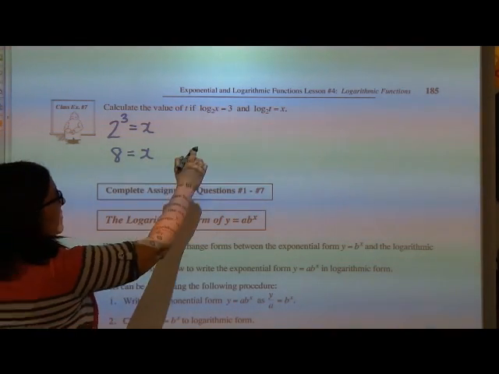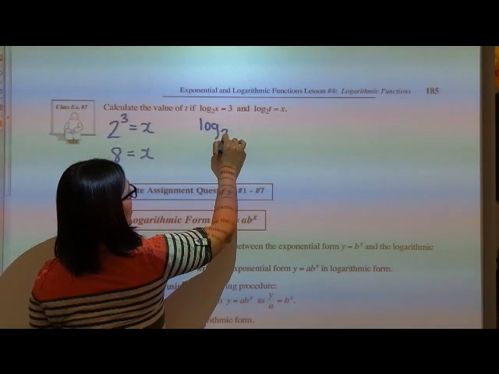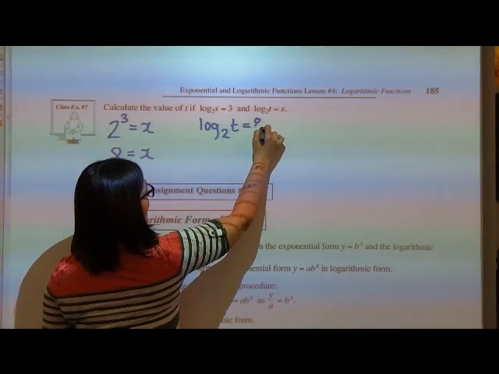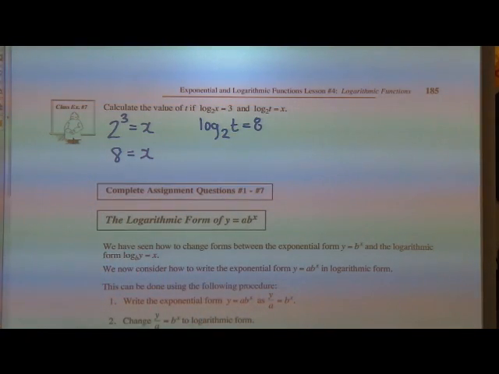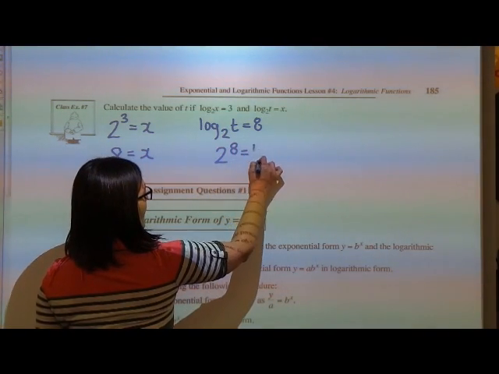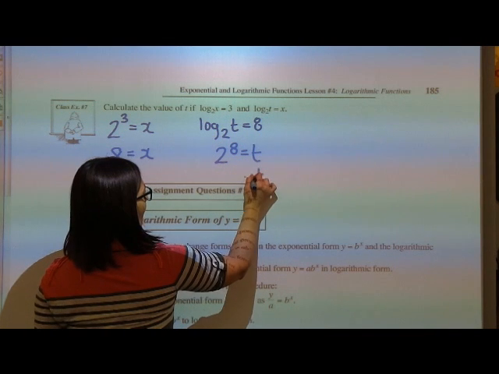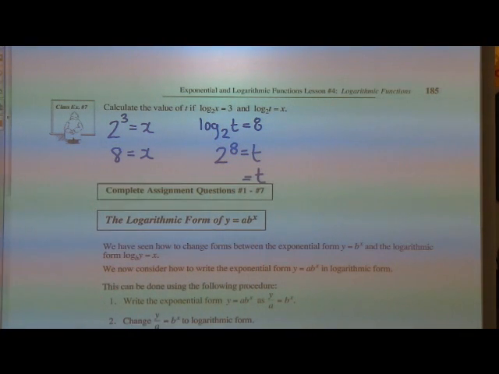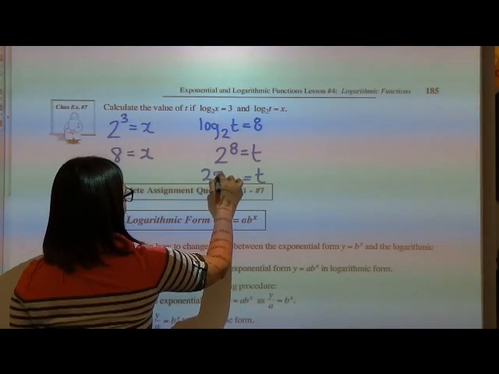So then what I have in my second equation is log base 2 of t equals 8, which I can then write in exponential form. 2 to the power of 8 equals t. And that is equal to 256.